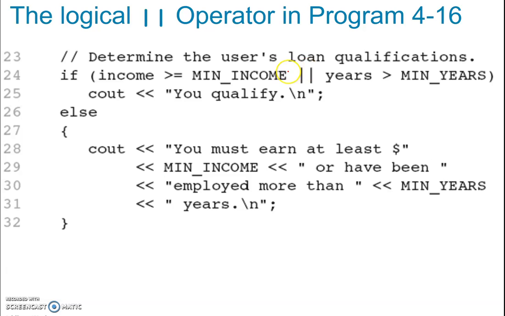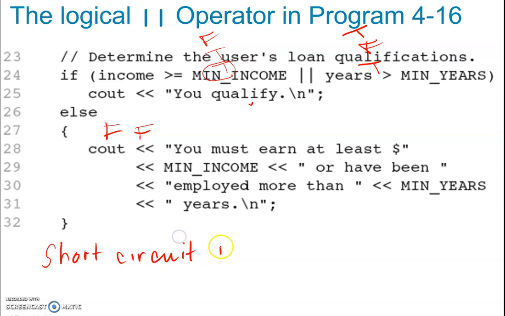So here we see the idea of the or. As long as either one of these is true, so it could be true or true, false or true, true or false, this would execute. Otherwise, this would execute only if they both were false. Now, there's this interesting little thing called short circuiting. If this is true, then it will not test the second condition. So it doesn't matter what the second condition is. So it will short circuit if the first test is true.